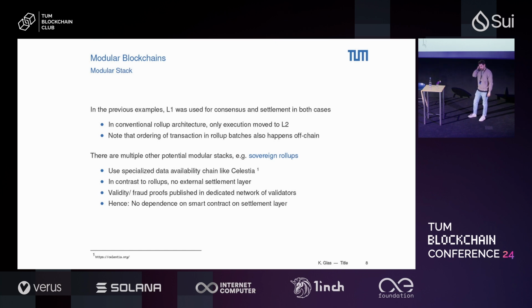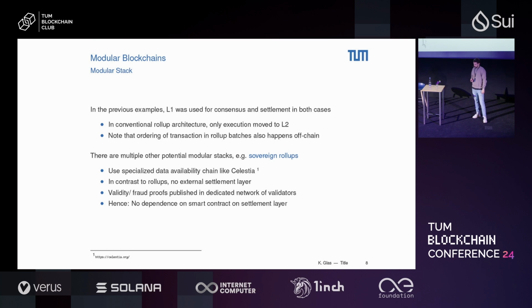Those are just the very basic modular architectures, I guess. There are multiple other potential stacks. For instance, there are sovereign rollups. There the idea is that we use a specialized data availability layer one like Celestia, which basically only provides blob ordering and data availability, and we do not have an external settlement layer. The validity proofs are submitted to the peer-to-peer network of the sovereign rollup itself, and this allows us to be independent of a layer one smart contract.